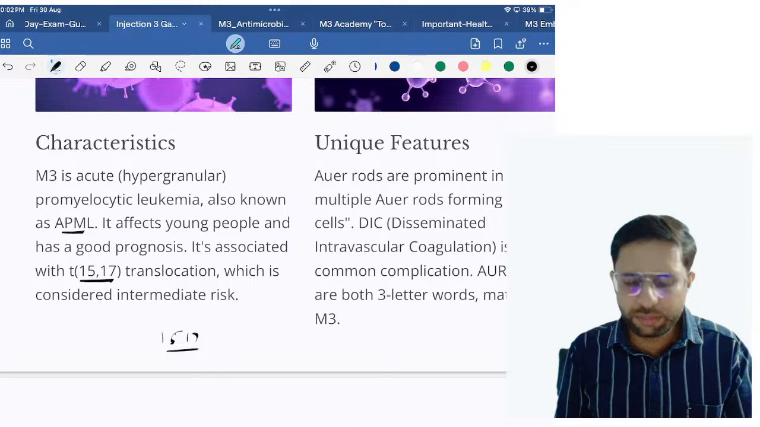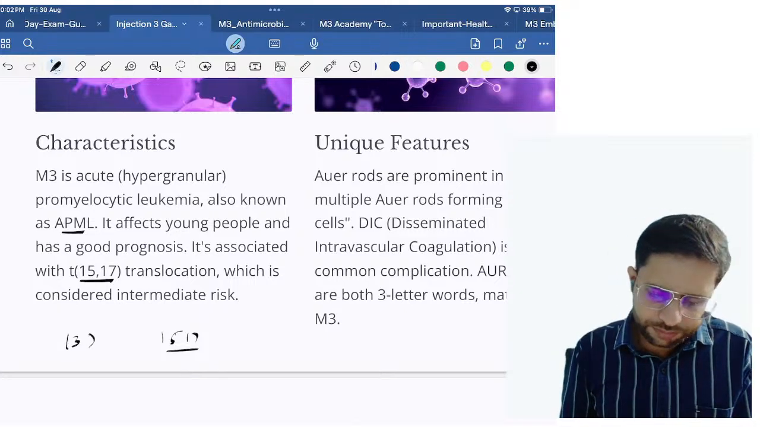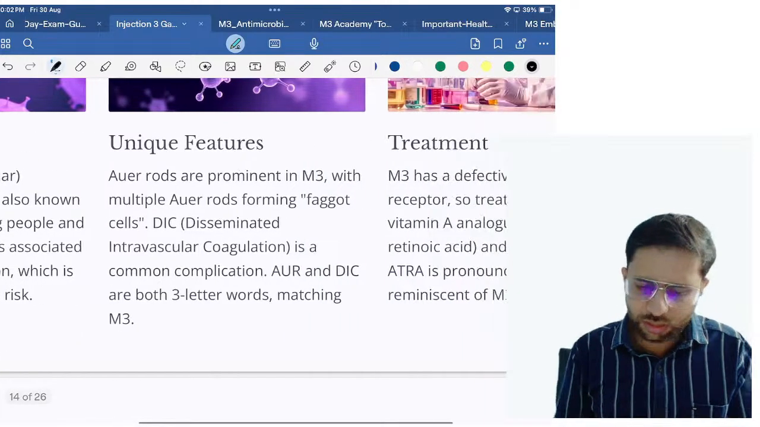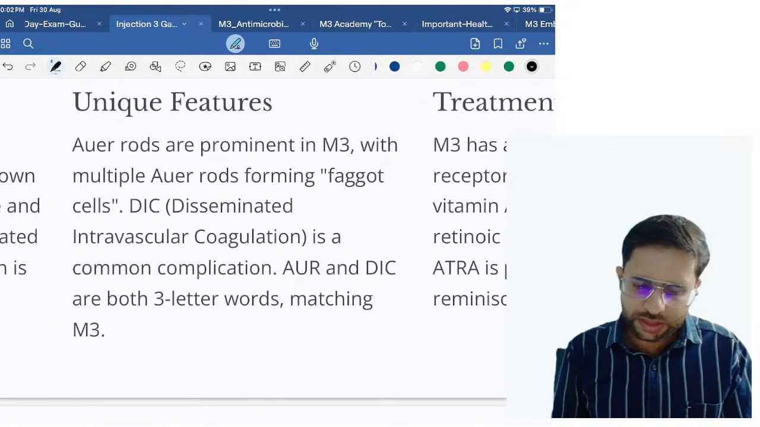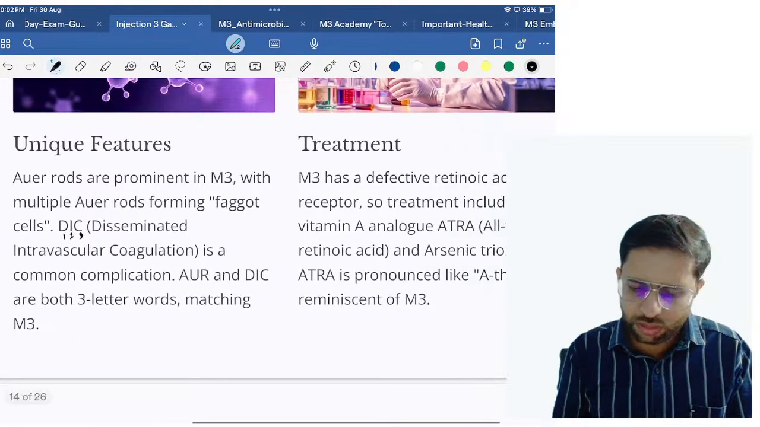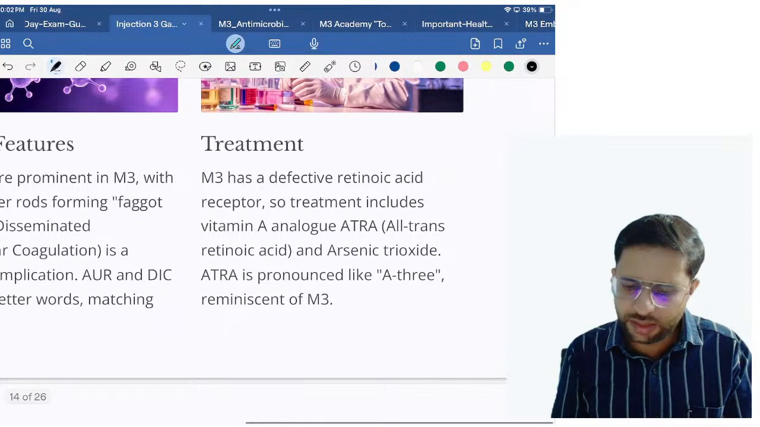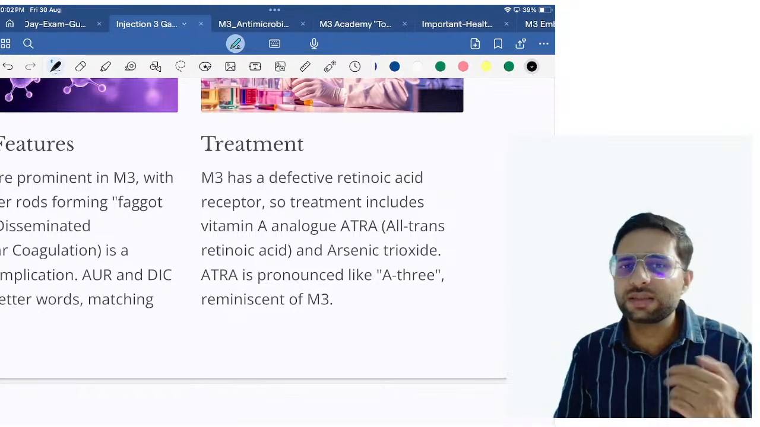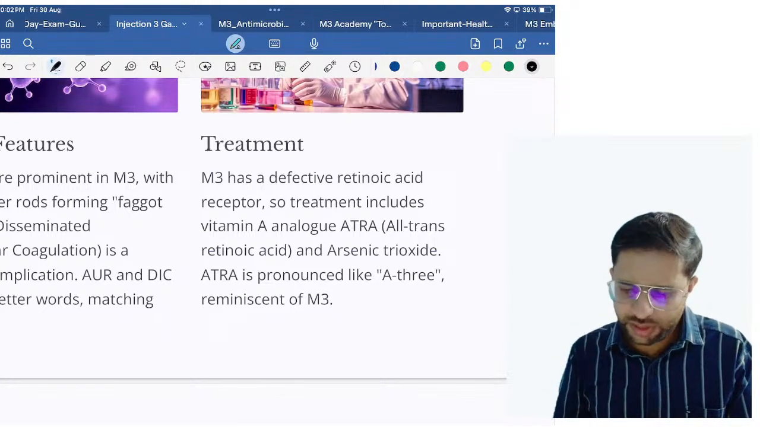Or the odd number 3 is the odd number, so this is also an odd number. Now Auer rods are present, DIC is present, DIC is 3 alphabets, so this is present. Or Auer rods, 3 alphabets, so this is present. And treatment is all-trans retinoic acid and arsenic, these are given as treatment.